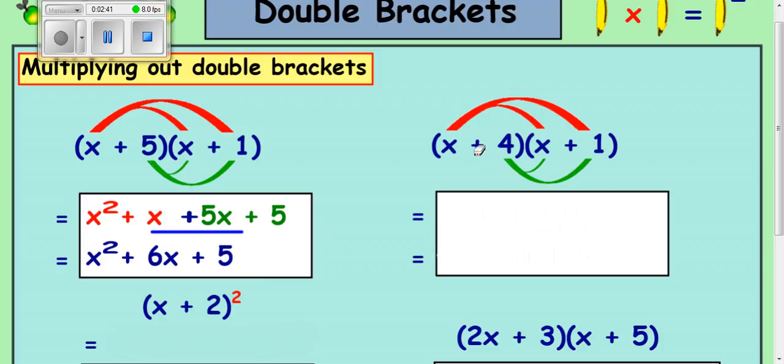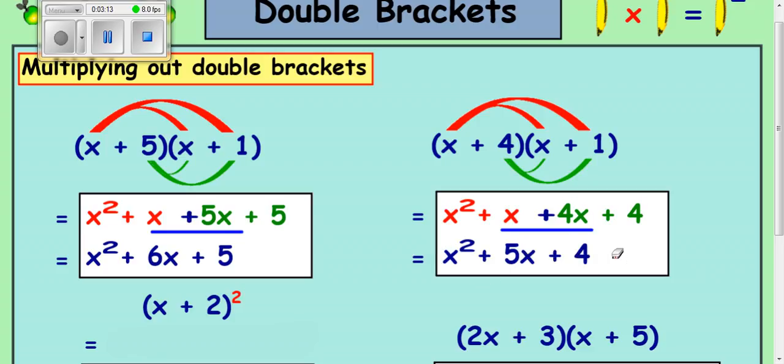Okay, moving on to the next one. x plus 4 times x plus 1. Again, start with the x. So you're following the first red line, if you like. x times x to start, which is x squared. Then x times 1, which is x. And then you move on to the 4. I want to multiply everything here by 4. So 4 times x is 4x. And 4 times 1 is 4. Same idea as before, you can add the 4x and the x, and that makes 5x in the middle. So it's x squared plus 5x plus 4.